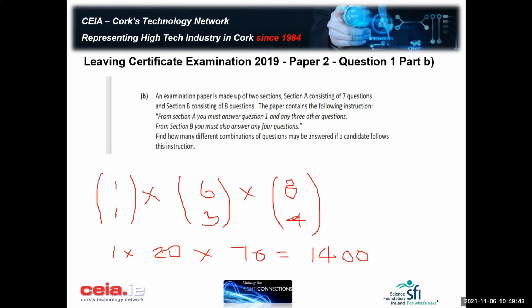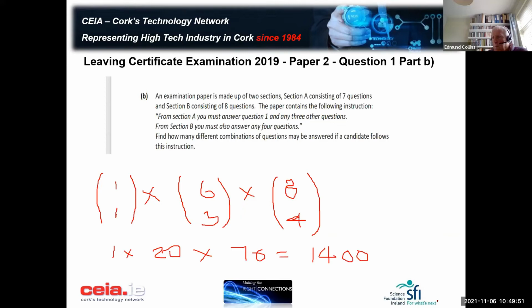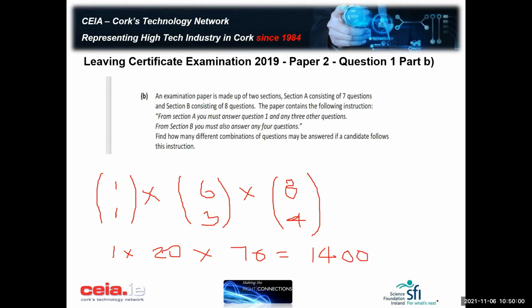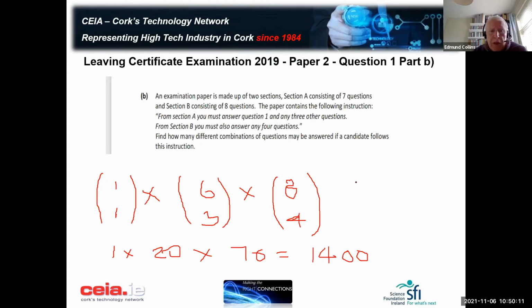Sure, that's perfect. I've got one question coming in there on the Q&A. Why isn't the first combination 7C1? Sorry, could you repeat that again, Eamon? Why isn't the first combination, you've got 1, 1, 1, why isn't it 7C1? It's because you have to answer question 1, isn't it? Yes. You've no choice. It's 1 of 1. So that's it. It's not 1 out of 7 because you haven't got the option.